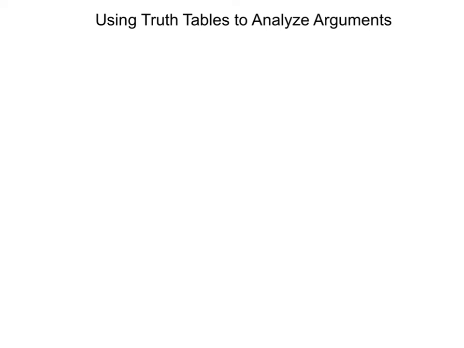Today, we're going to learn how to analyze arguments by using truth tables. So the first thing we need to do is understand what an argument looks like. A logical argument consists of a list of premises followed by a conclusion.